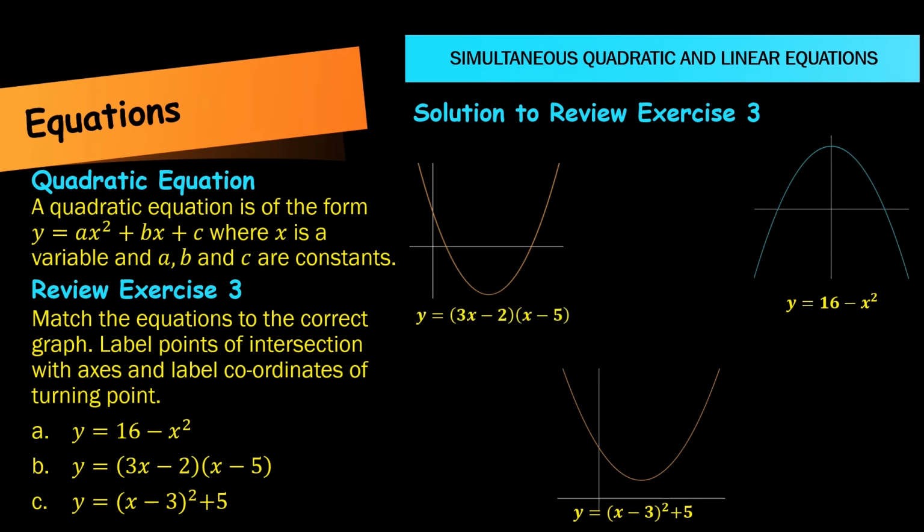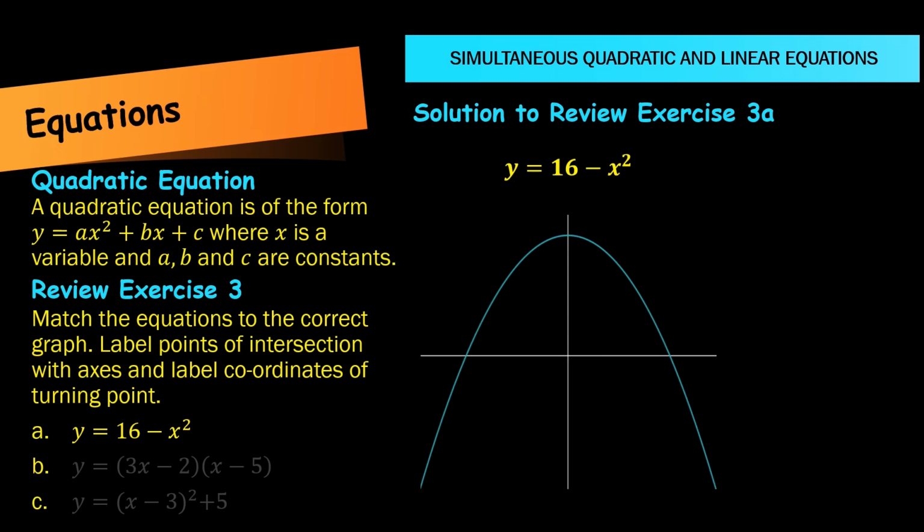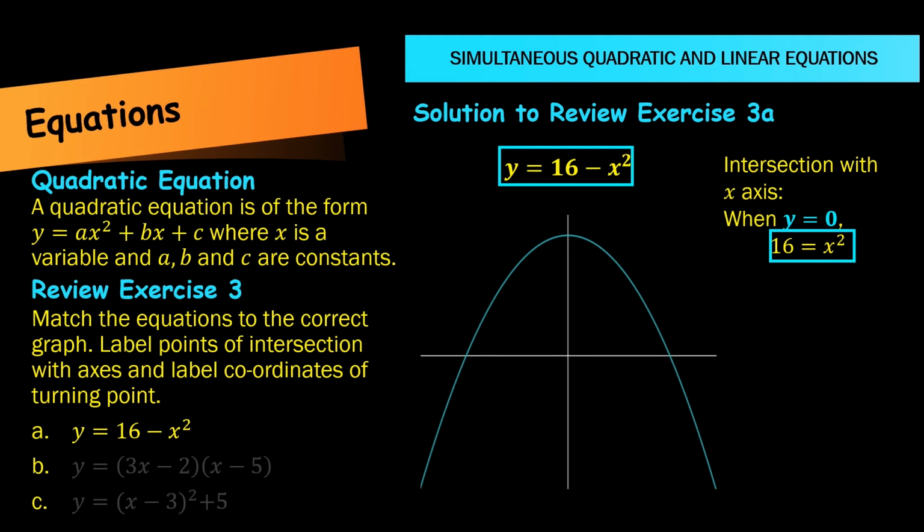So let's now look at each graph and label the points. Now the intersection with the x-axis of the curve y equals 16 minus x squared is found when y equals 0. So when y equals 0, 16 minus x squared equals 0, or 16 equals x squared, as shown. In other words, x is equal to plus or minus 4. So we have 4, 0 and minus 4, 0 as two points of intersection with the x-axis.